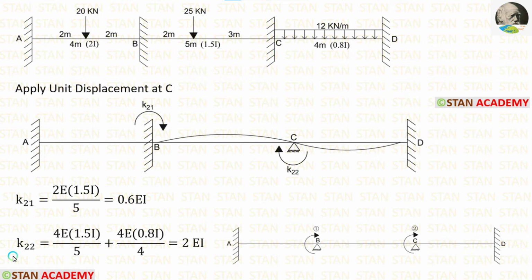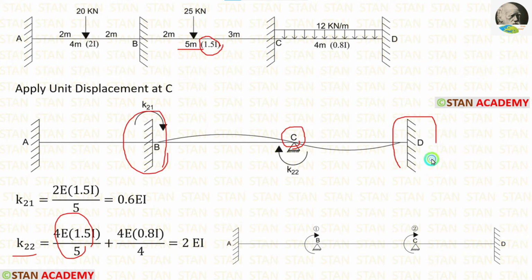Now, let us calculate K22. For that, from the point C, we have to look on both the sides. On the left side, we are having a fixed support. If the far end is fixed, the formula is 4EI upon L. For CB, the moment of inertia is 1.5I and length is 5 meter. Let us apply that. Now let us look on the right of C.